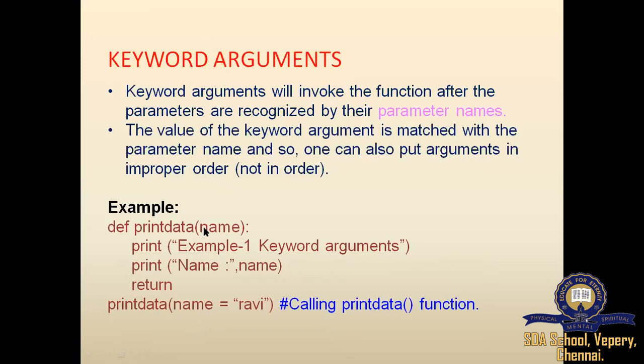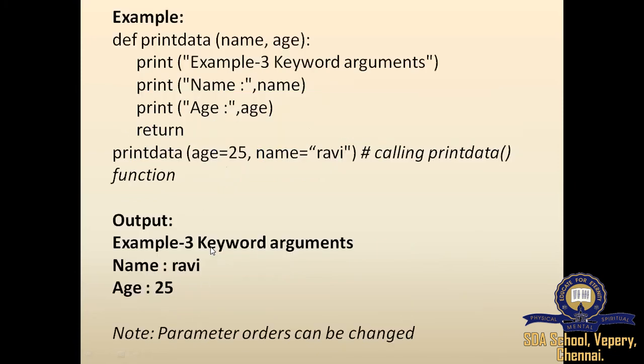This is proper order. Now here's an example to show you what is improper. Now I am using this function print data, one of the user-defined functions. I'm calling this function print data. I'm passing two values, 25 and Ravi. But the parameters that I've used in my user-defined function are name and age. But what I'm passing is age and name. So in keyword arguments, the arguments need not be in proper order.